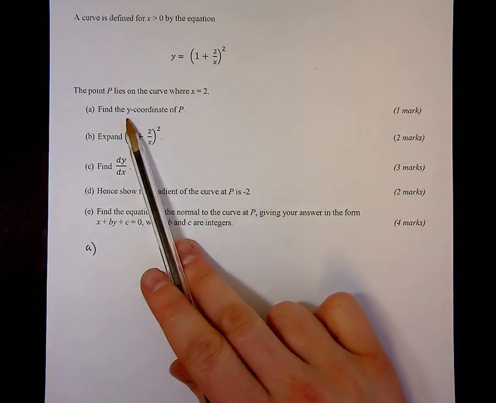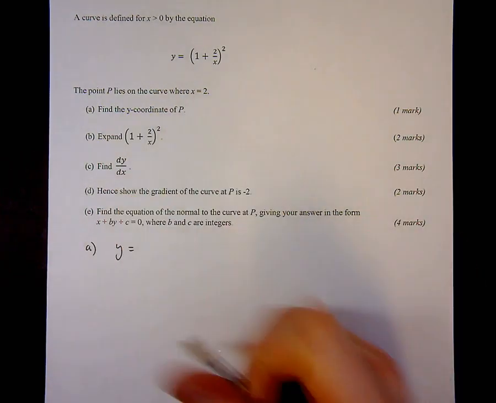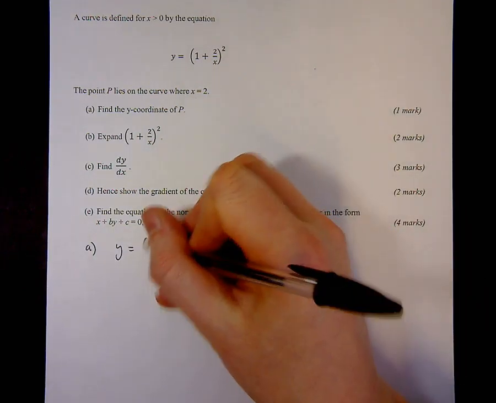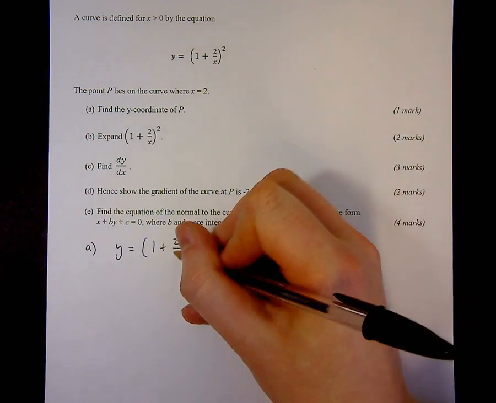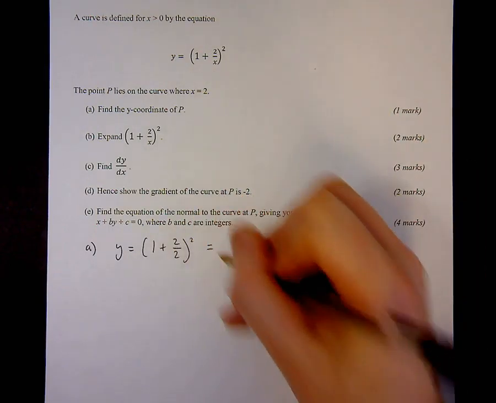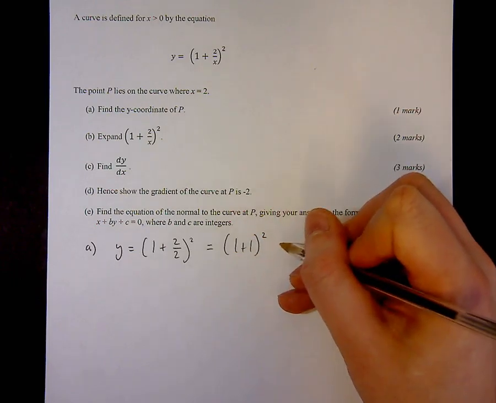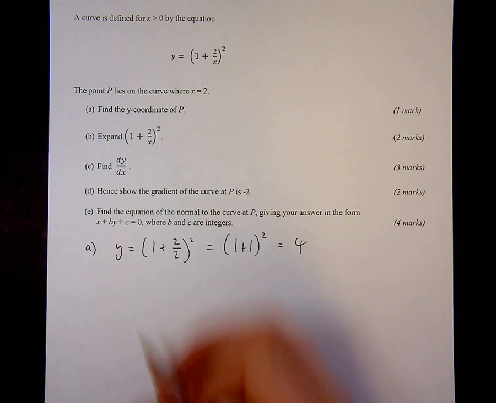To find the y coordinate of P, we just need to use the rule. We're given the function y equals (1 plus 2 over x) all squared, and we're given that x is 2, so we substitute it in. So we've got 1 plus 2 over x, where x is 2, so 2 over 2, all squared. 2 over 2 is just 1, so it's (1 plus 1) all squared, which is 2 squared, equals 4, which is a straightforward first mark.